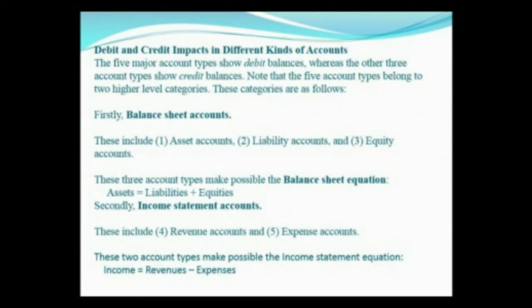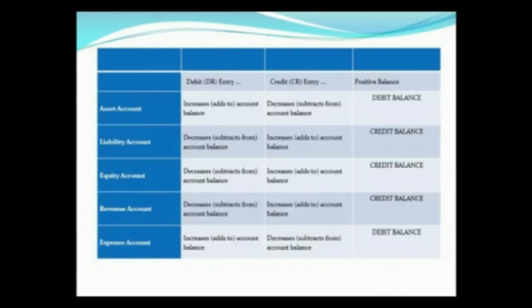Asset accounts: when they increase they have a debit balance, when they decrease they have a credit balance. Liabilities: when they increase they have a credit balance, when they decrease they have a debit balance. Equity: decreasing is debit, increasing is credit. Revenues: decrease is debit, increase is credit. And expenses: increase is debit, decrease is credit. This chart I have discussed with you in the previous sessions as well.